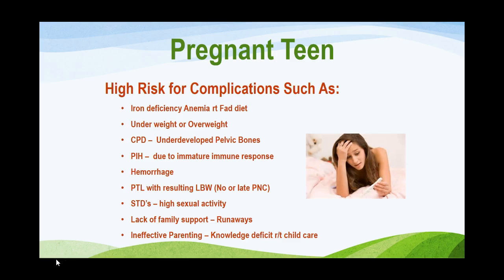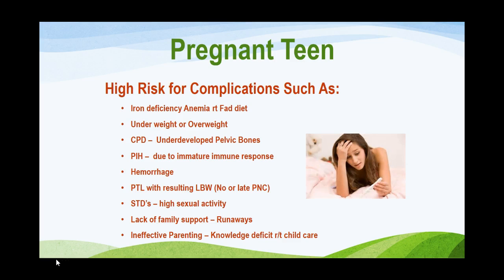They are still maturing. So they're at risk for CPD, which stands for cephalopelvic disproportion. And people with CPD tend to not be able to deliver vaginally. So it's important for us to recognize that up front so that we can schedule them for a C-section if need be. Also, pregnant adolescents are at a great risk for pregnancy-induced hypertension.